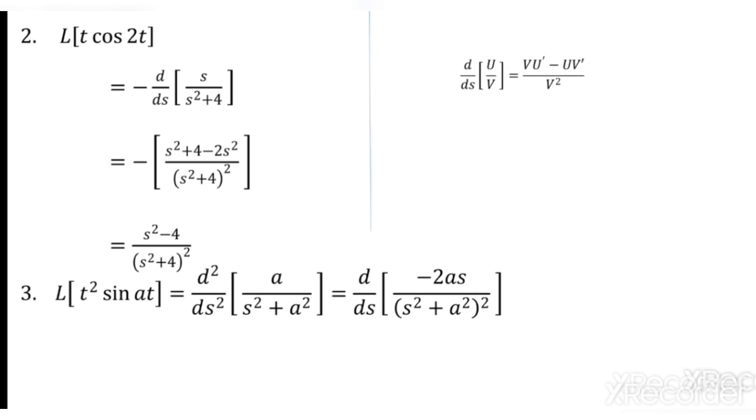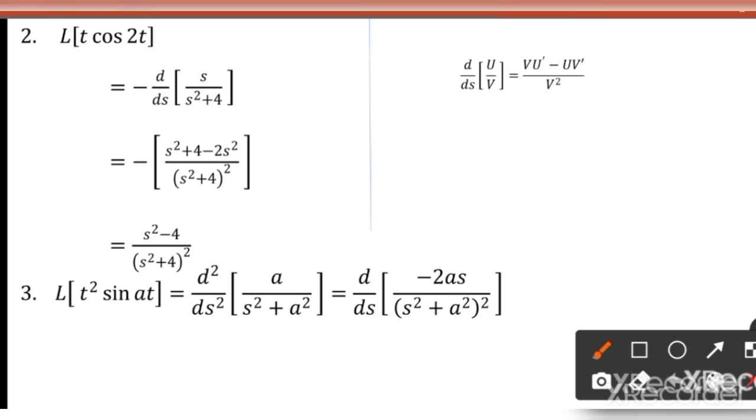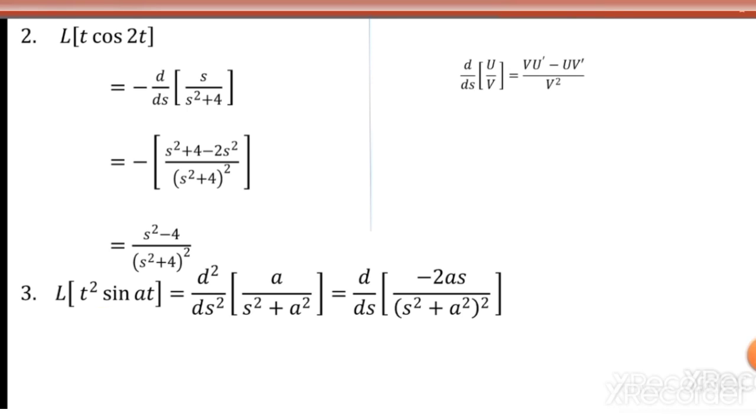So t square sin at, here we have t square. Since we have t square, what to do now? In the sin at result you have to differentiate twice. So d square by ds square of the Laplace transform of sin at, which is a by s square plus a square, with minus 1 power n, n is here 2, that's why it is minus 1 square, plus sign. So the sign is plus only, no need to change.